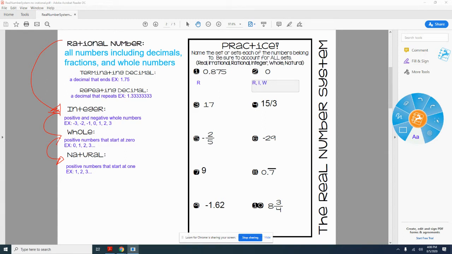And since I said yes to whole, I'm going down to natural. Natural numbers, positive numbers that start at 1. Well, 0 is before 1, so it can't start there. So is it a natural number? And the answer to that is no.